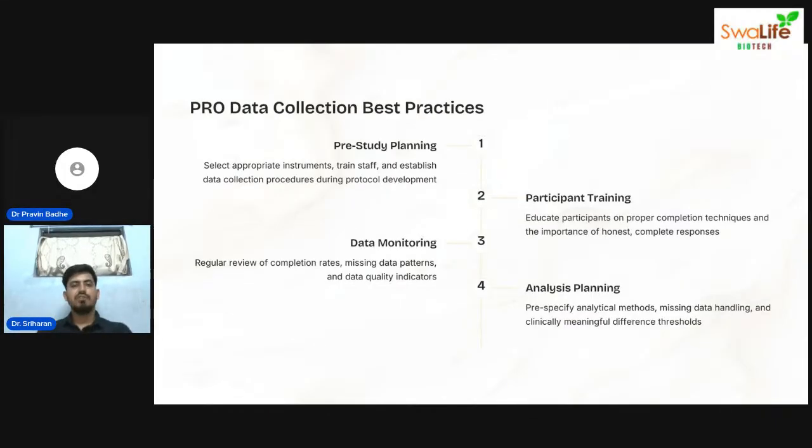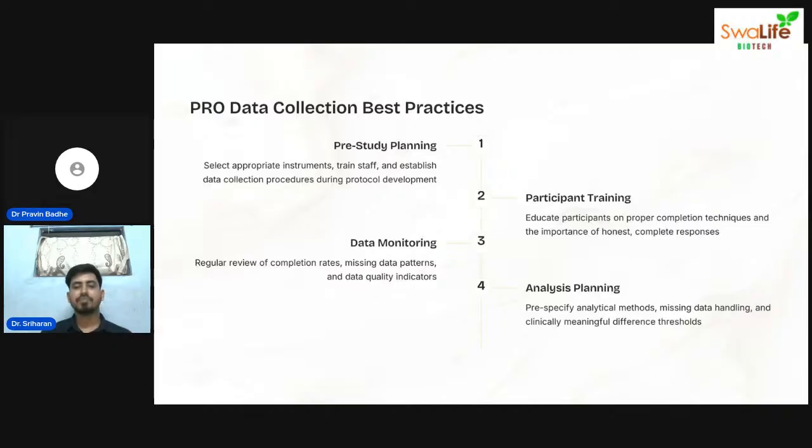PRO data collection. First of all, while collecting, pre-planning is very important. In any research, pre-planning and pre-study preparation are important. Pre-planning means we educate the trial staff on how to use the questionnaire form, what questions should be asked to the patient, and the procedure for collecting the data. And the second thing is participant training: we train the participant according to our PRO instrument.